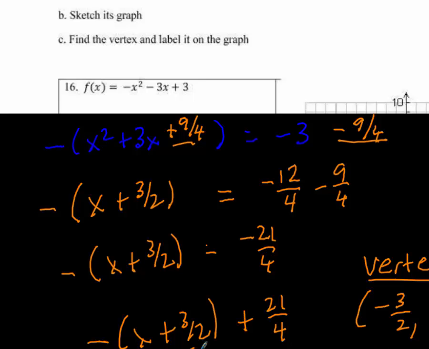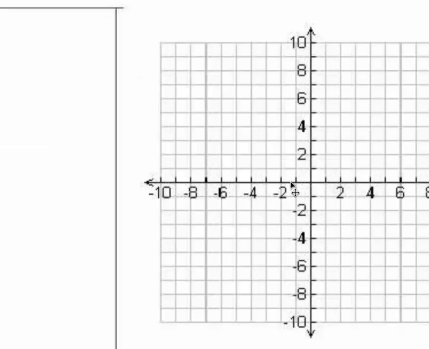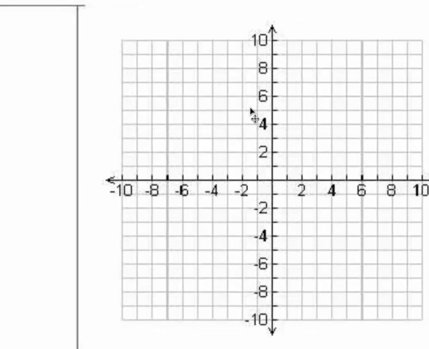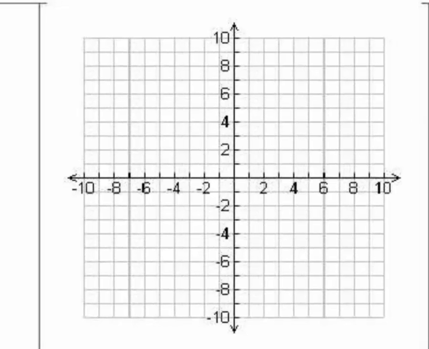And just like transformations, what's inside switches and what's outside stays. And once I know the vertex, I can really just plot the vertex and see where we go from there. All right, so here the vertex was at negative 3 halves. So that's at negative 1.5, right? And it was at 21 over 4. So it's just a little bit above 5. So our vertex point would be right here. And that's our axis of symmetry as well.